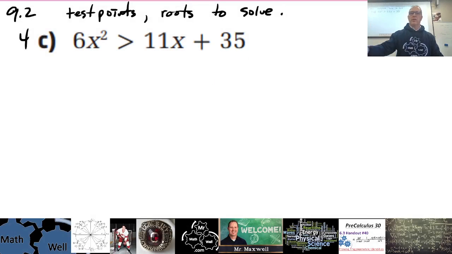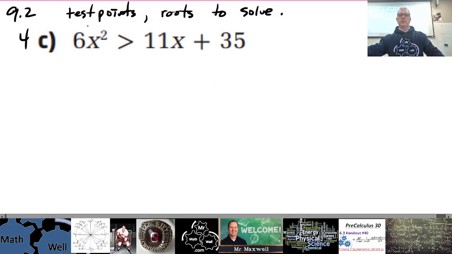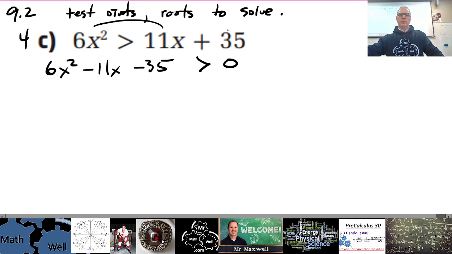Okay, so if we're going to solve this inequality, the question asks us to use roots and test points to solve. So the roots would be, let's try and find out where the x-intercepts are on this quadratic. A good idea is, let's move this over. I'm going to move everything else the other way. I want to keep this positive. So minus 11x minus 35, and that's going to be greater than 0, right? I'm just moving things over.